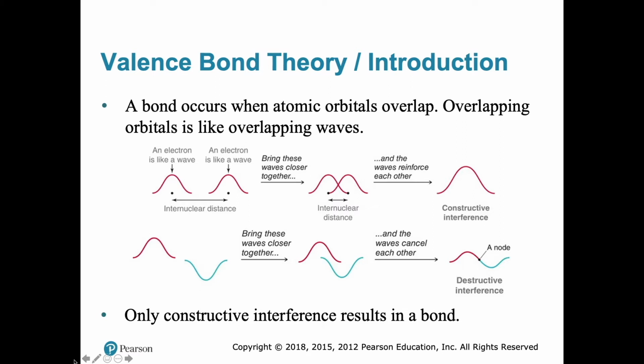It makes sense too because these two waves here, and just to review from last time, electrons can be a particle or a wave, right? And so we're treating them like a wave here. When these two electron waves come together, right?